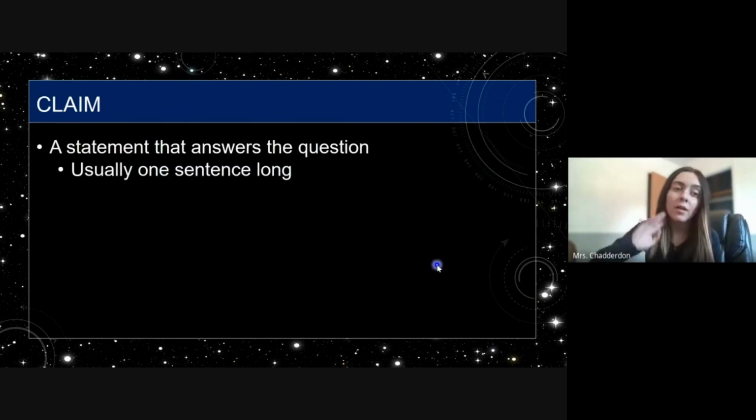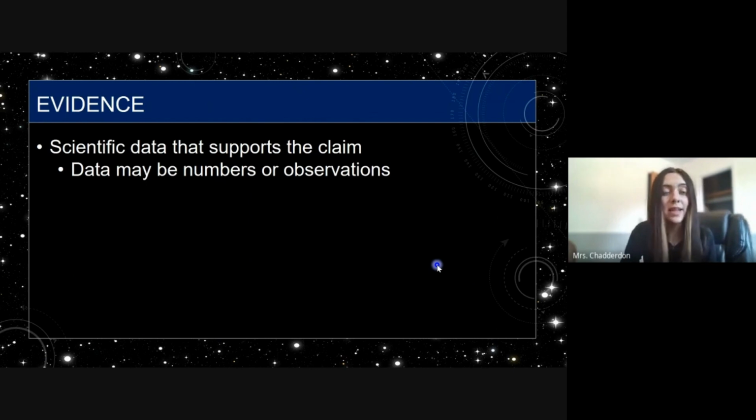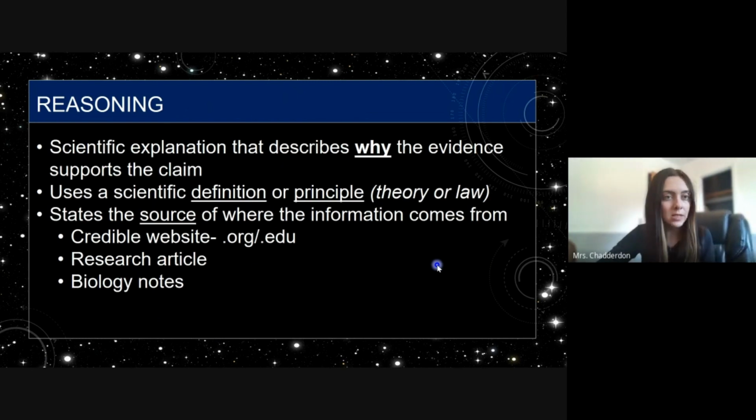So claim, remember, we're asking a question. So the claim is a statement that answers the question. It's usually just one sentence long. So pretty simple there. The evidence is scientific data that supports or agrees with our claim. Okay, so you do a lab, you probably have some type of data table, you might have numbers or observations that you made during the lab, and that is your evidence that you're going to rewrite for your claim, evidence, and reasoning.